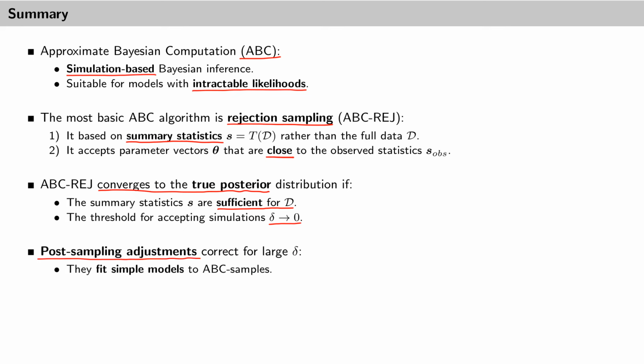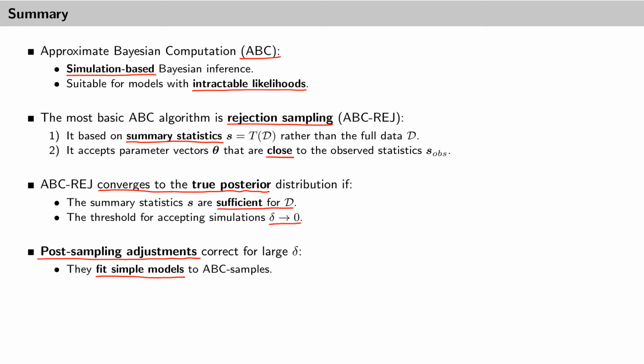This is where the ABC post-sampling adjustments come in. They aim at correcting for large tolerances delta used during the simulation process. The way they do this is they fit simple models to those ABC samples and use those models to improve posterior estimates. This is justifiable because, as we have seen today, the truncated posterior distribution, that is the posterior distribution obtained with the truncated likelihood and truncated prior, actually matches the true posterior distribution obtained under the full model. In practice, of course, neither the truncated likelihood nor the truncated prior is known, but the goal is to actually estimate those from the data.